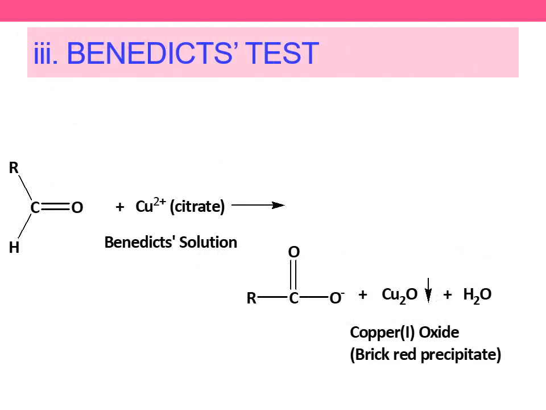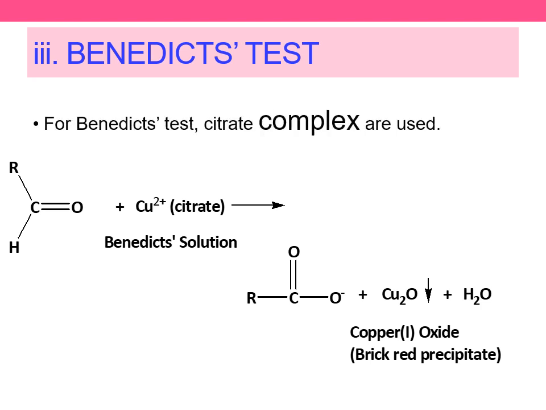Let's look at Benedict's now. Benedict's is using citrate complex as reagent. This is the general reaction where we are going to have the same observation as Fehling's, where the ion of copper 2, originally blue in color, is going to be colorless, and then it's going to produce a brick red precipitation as well.